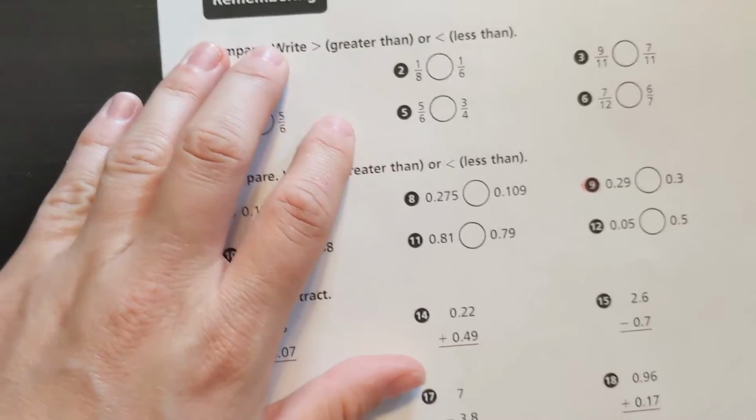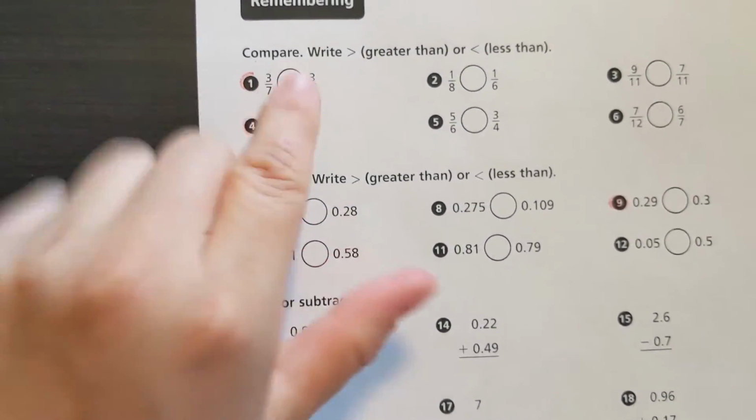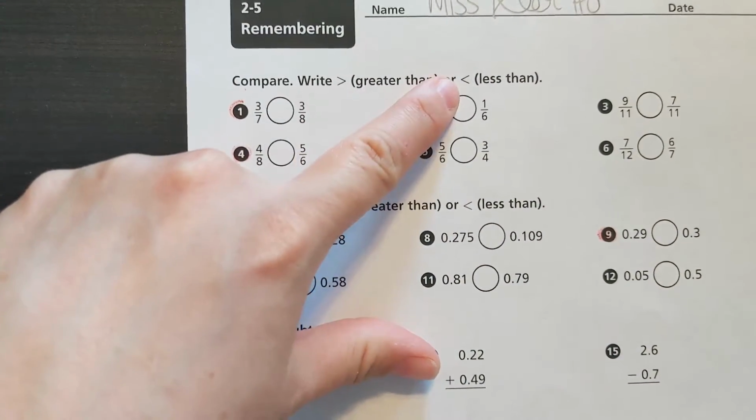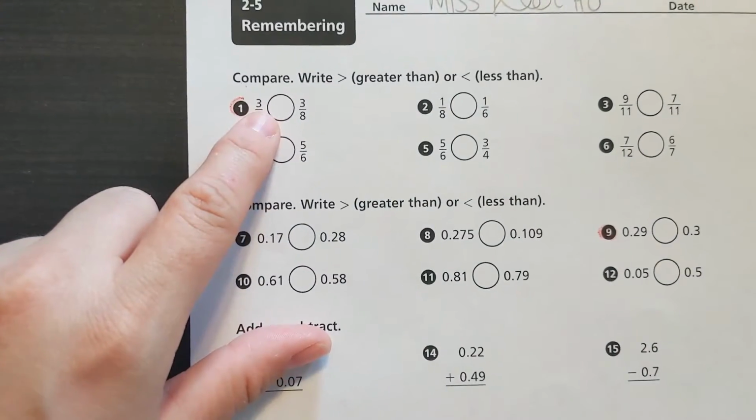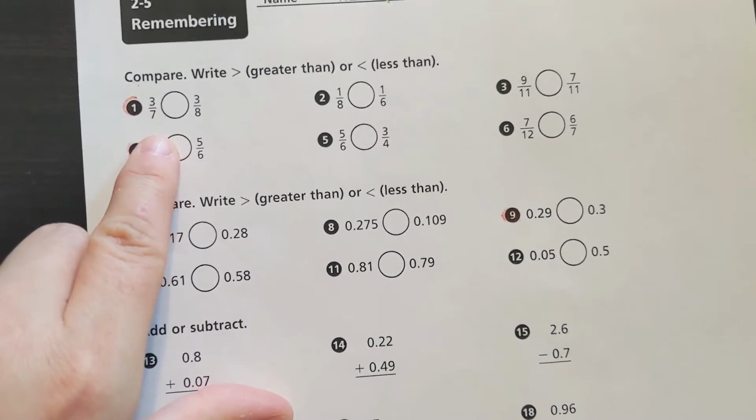All right, let's look at the remembering side. We're going to quickly review a few of these in each section, and then you're going to be on your own. So we are comparing greater than or less than. And their fractions. We haven't done that for a little while. That'll be fun. Number 1.